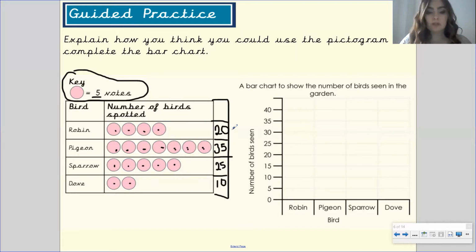So now we've got our totals, we can use this to help us fill in the bar chart. So what you would need to do, find the total for each of the birds. So if we have a look at the robin and then have a look at the robin down here, we can see that the total for the robin is 20. So we'd need to draw a bar all the way up to 20. And then we do the same for the pigeon, the sparrow, and the dove.